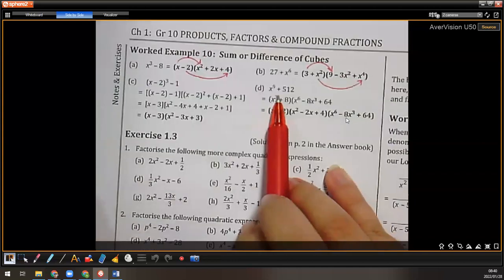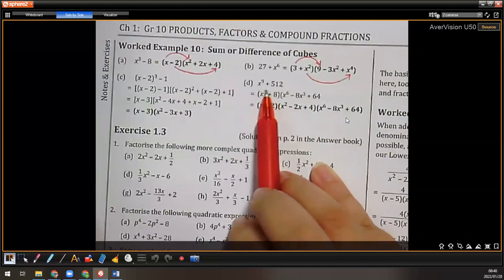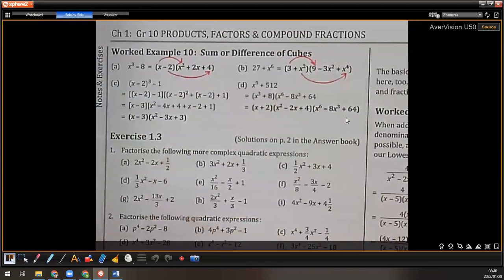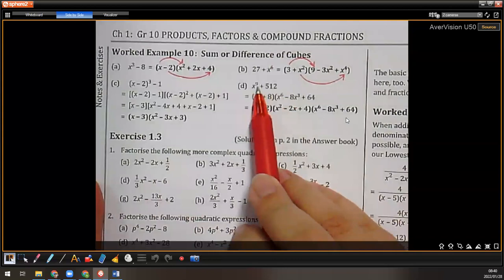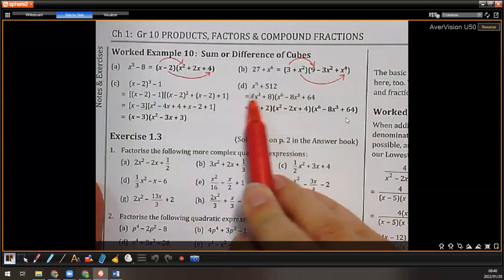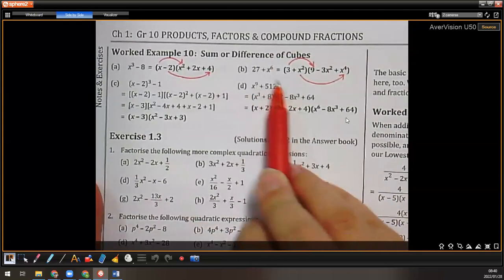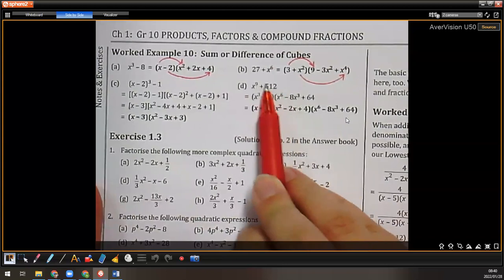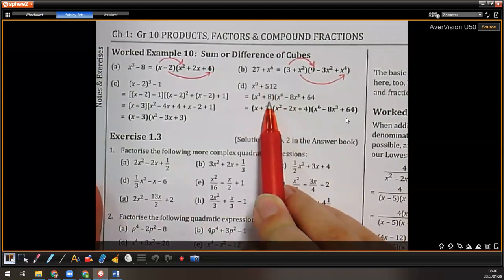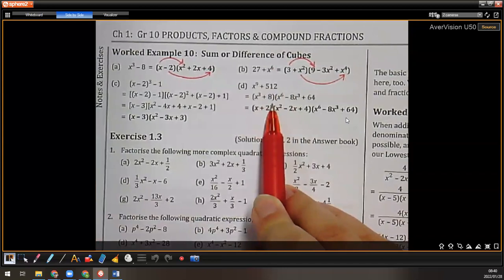We're looking at this one. This is a bit more difficult to notice that it is a difference of cubes, I suppose. But x to the 9, I think that will have a cube root, right? And 512, you might not know, but the cube root of 512 is 8. And guys, if you're not sure, you can just check. Just type into the calculator, cube root of 512.